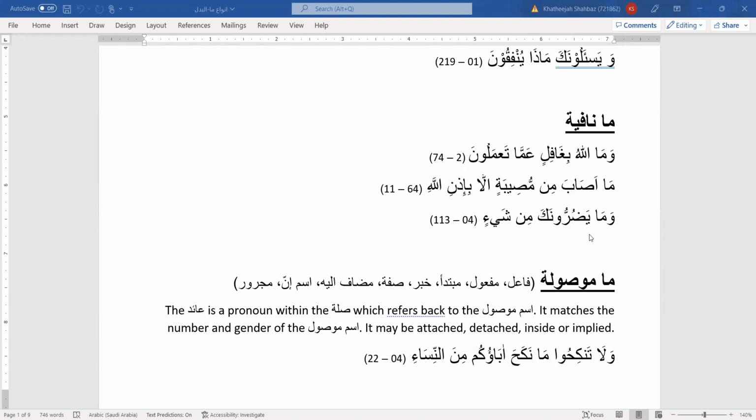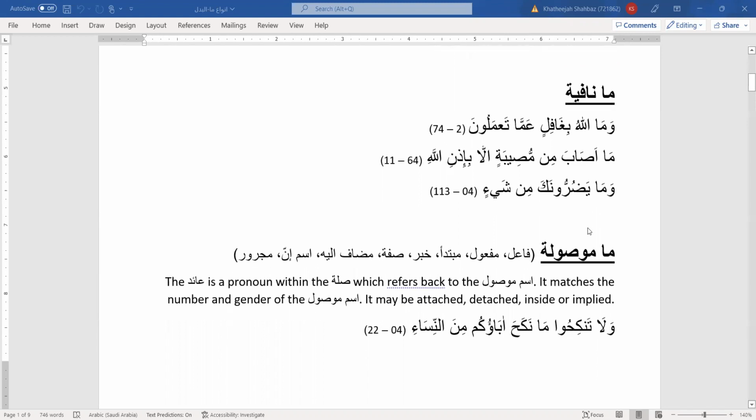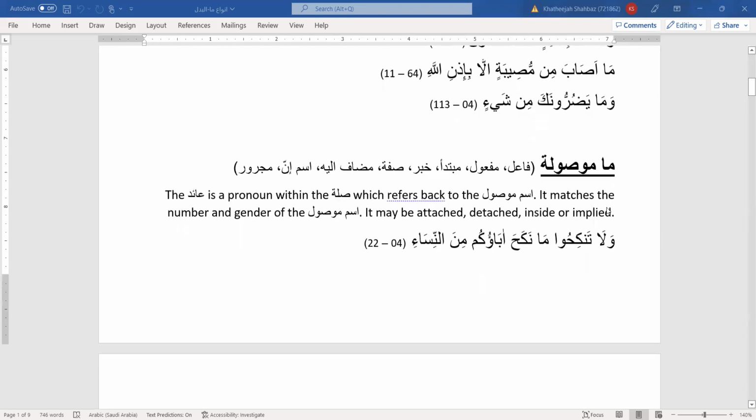Over here again, ma has come with a jumla fi'liya, and the jumla fi'liya has a al-fi'l al-mudari in it. And when ma nafiya is used with a fi'l mudari, then generally this fi'l mudari is translated in hal, in present tense, not in future tense. That's some additional information for you. So ma istifhamiya and ma nafiya. You already know these two, and these are very common in Quran.